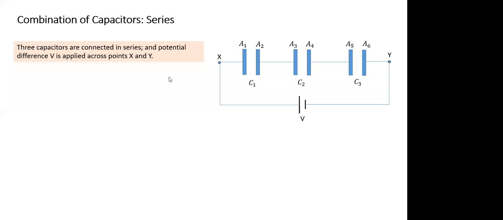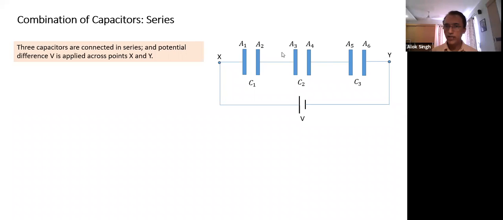What point we are going to apply? Potential difference between X and Y, Vx minus Vy, is equal to V. So if I go along this path also, potential difference is equal to V. How we are going to calculate potential difference is pretty simple.